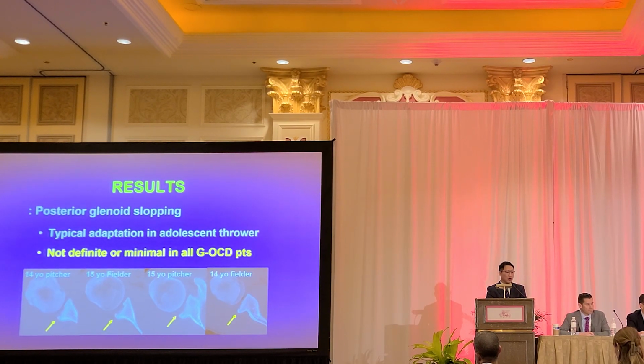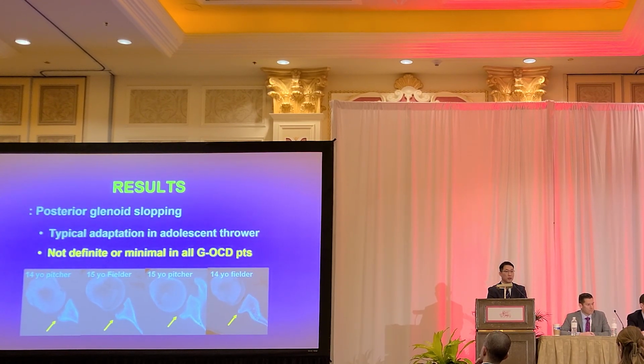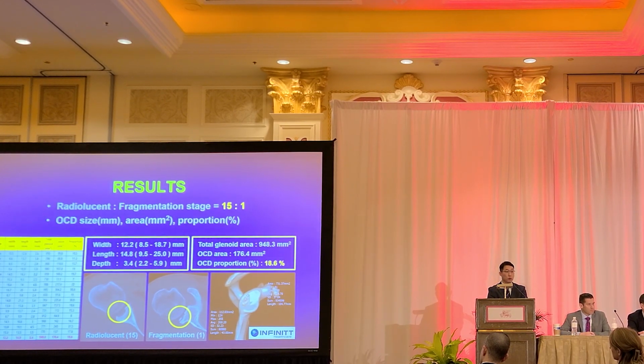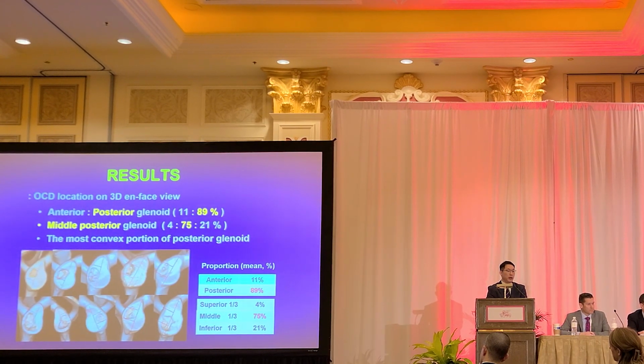The posterior glenoid sloping is a typical relative change in adolescent baseball players, but it was not definite, or only minimal, in patients with the glenoid OCD. There were 15 radiolucent lesions and only one fragmentation lesion. We measured the size and area, and the proportion of the lesion to the total glenoid was about 18%. 89% of the lesions were located in the posterior half, and the mid-posterior accounted for 75%. Interestingly, it is the most convex portion of the posterior glenoid.